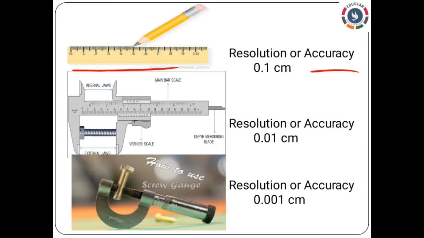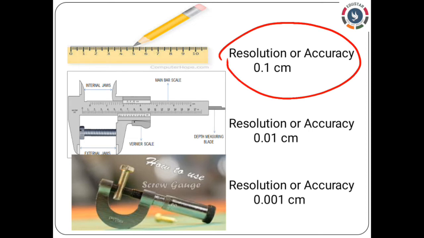This is the least value that can be measured by this meter scale. This least value is called the least count of the device. It is also called resolution or accuracy. We can take readings up to an accuracy of 0.1 centimeter. For example, the length of a device may be 2.5 centimeter, 4.2 centimeter, 3.7 centimeter, like that. So this is 0.1 centimeter.